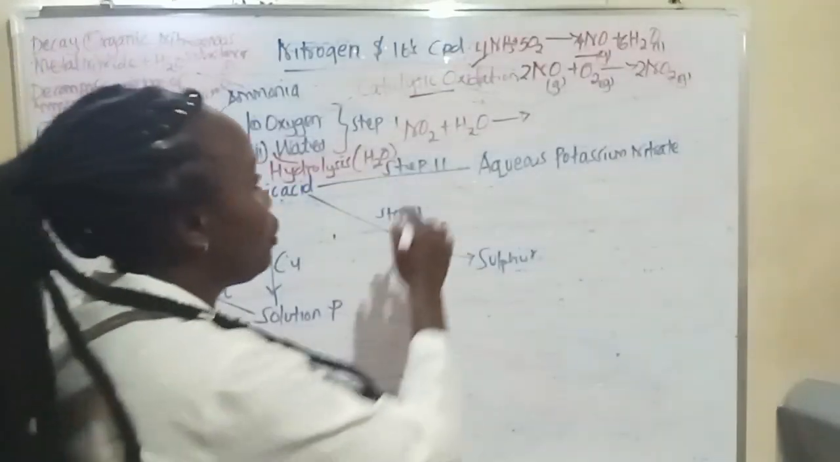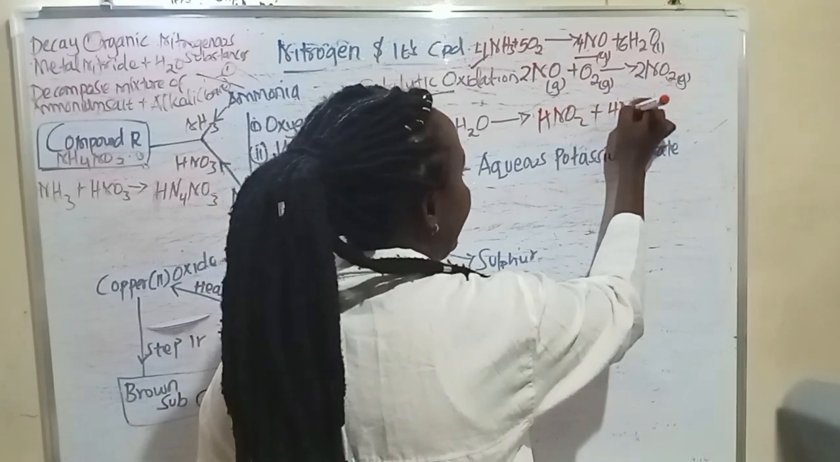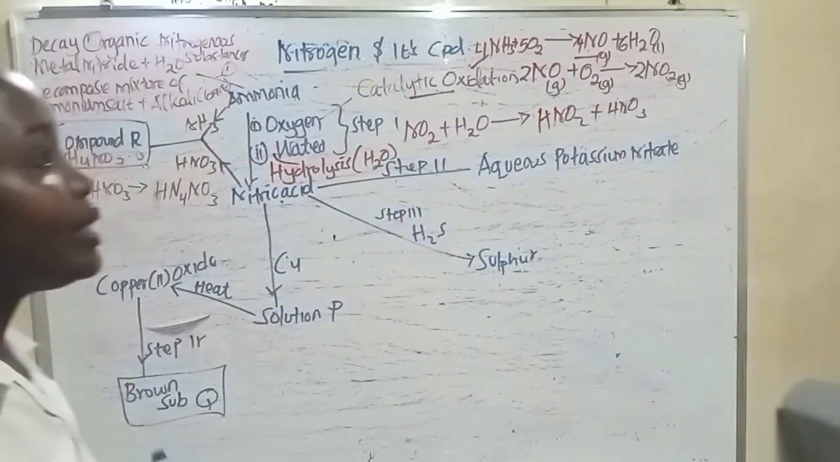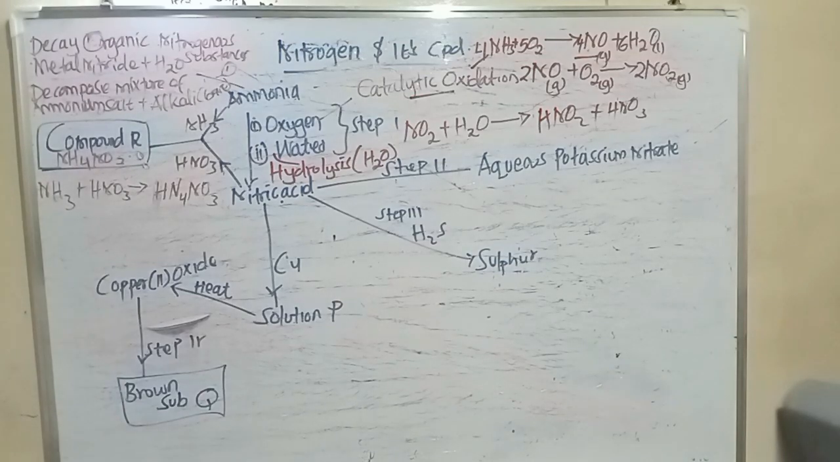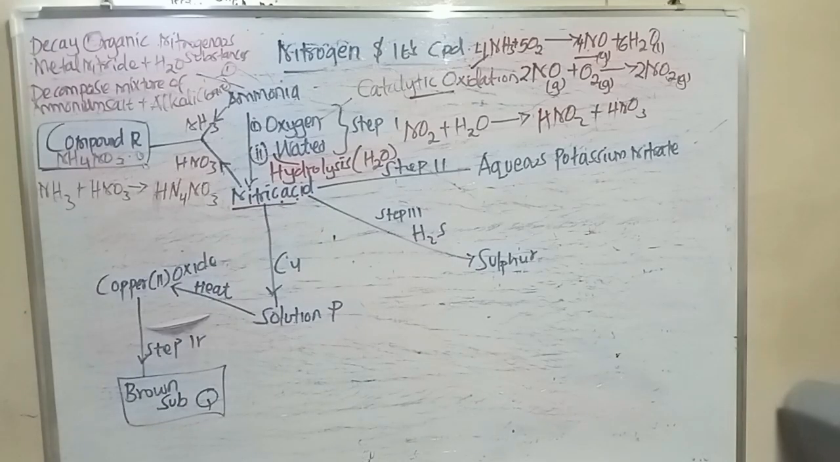The formation of nitrogen is by fractional distillation of liquefied air. Now we are going to form our nitrous acid plus our HNO3, which is our nitric acid. Okay, that is how you end up with your nitric acid.